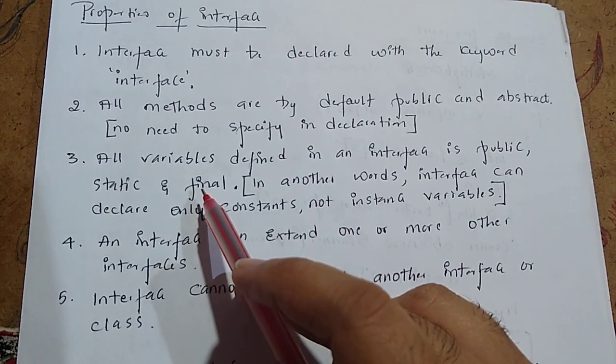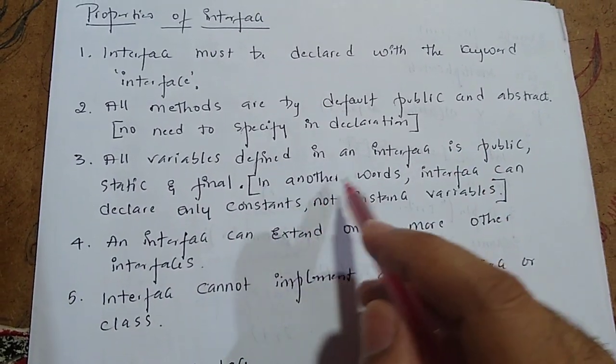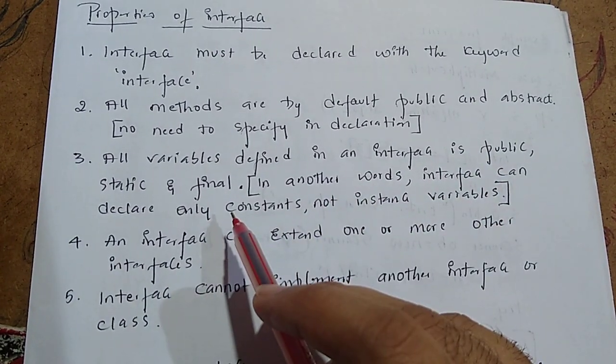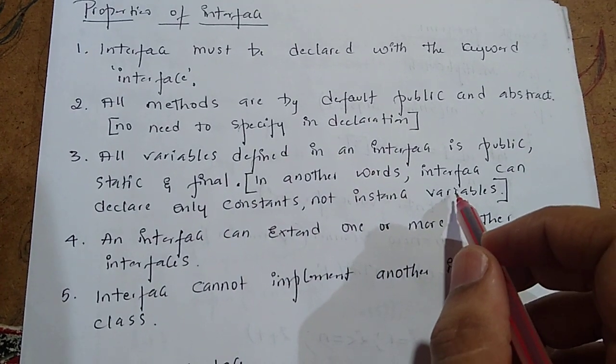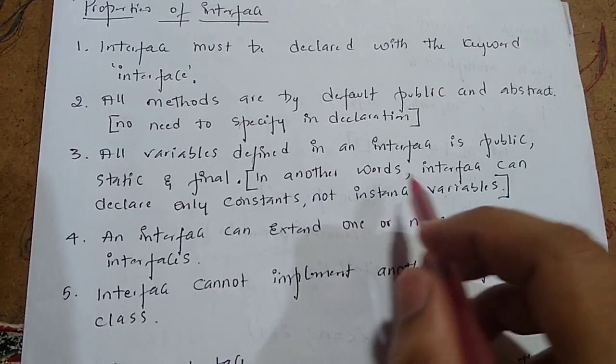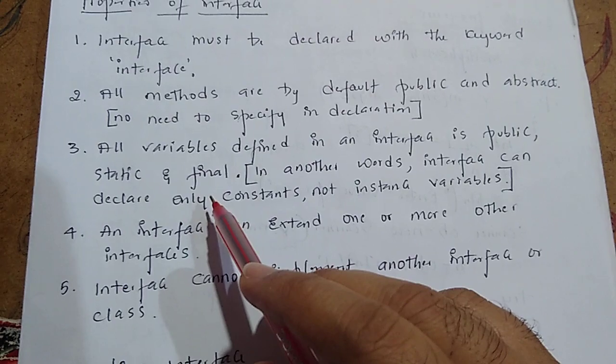And to access them, there is no need of an object. Public means anyone can access. In other words, an interface can declare only constants, not instance variables. That means we can't create instance variables, and instance variables means data members. We can just create variables, and those are also public, static, and final.